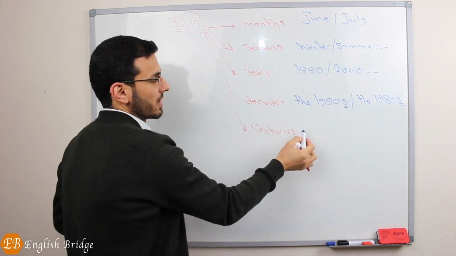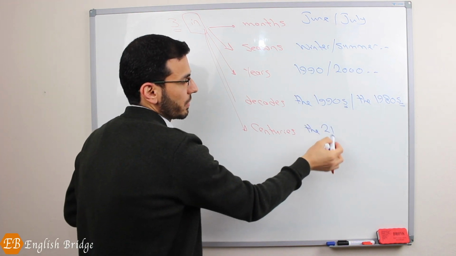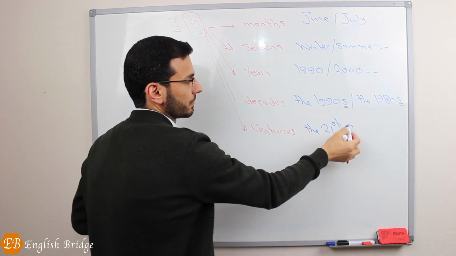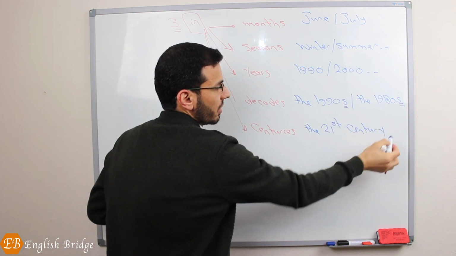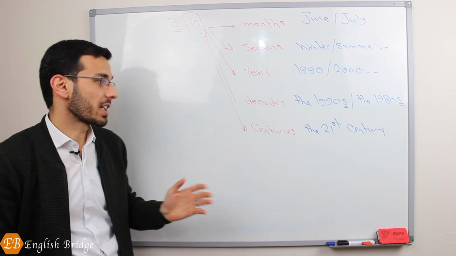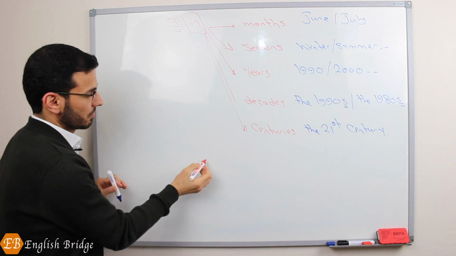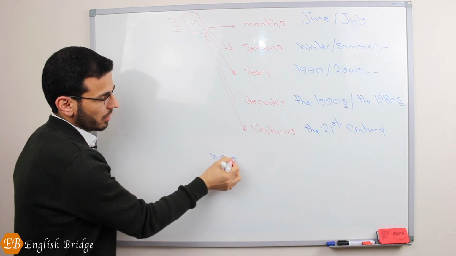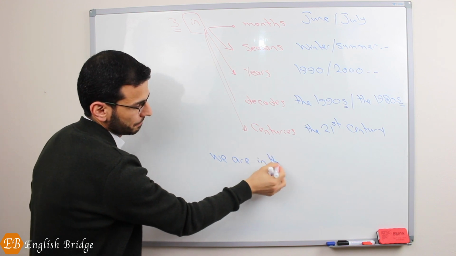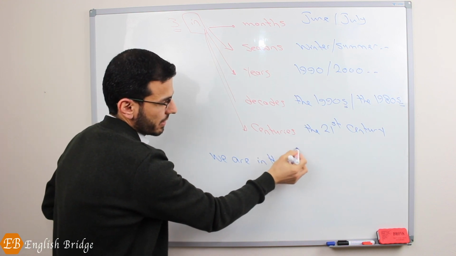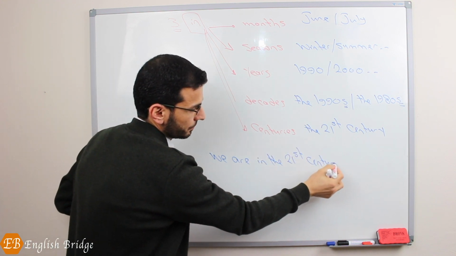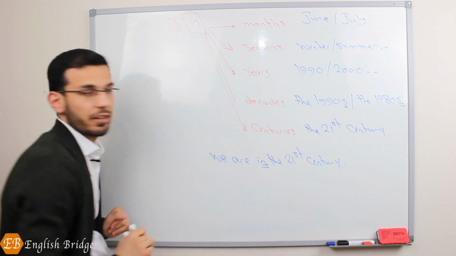The last one is centuries. In the 21st century, in the 20th century, etc. For example, we are in the 21st century. So as you can see, we use in here.